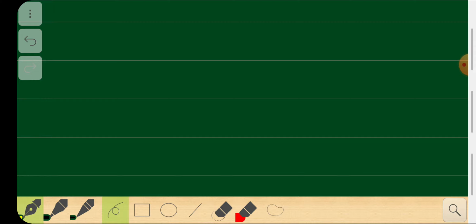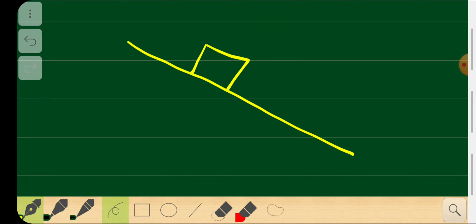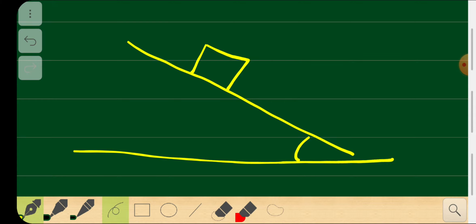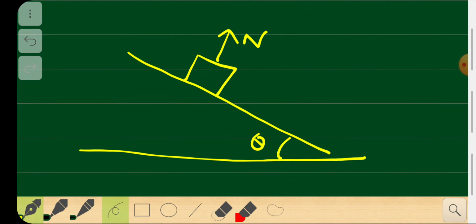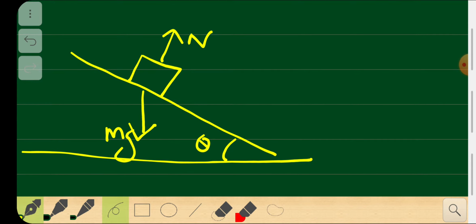You can see that there is this box sitting over here with some angle theta, right? There is this normal force, and the gravitational force is attracting it downwards. So it's mg going downwards. I'm going to use Newton's laws for solving this problem further and get some additional benefit from this. That's the intention here. So let's use Newton's laws.